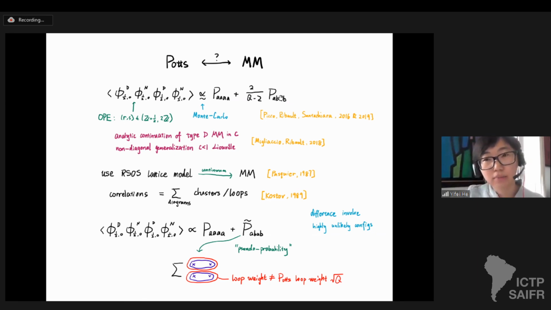of the Potts probabilities. So to understand this, we use the RSOS lattice model. The continuum limit of this model is known to give rise to the minimal models. And the advantage of using this lattice description is that in this model, there's a natural formulation in terms of these clusters and loops, very similar to the case of the Potts model. So correlation functions can be written in terms of a sum over diagrams of such cluster configurations.